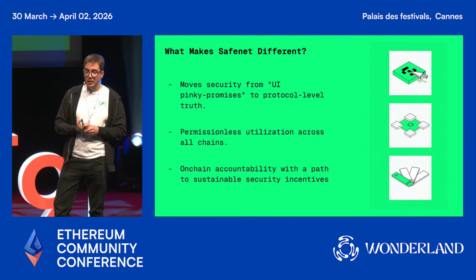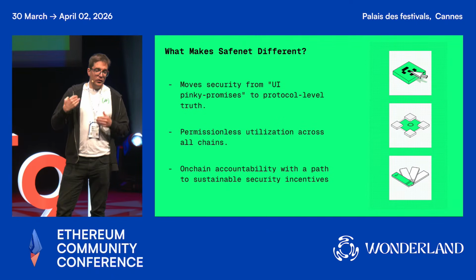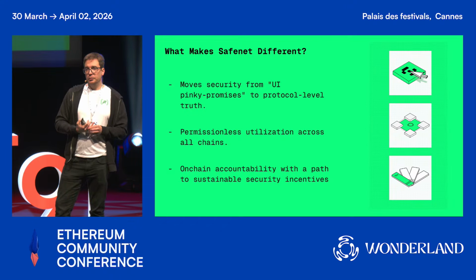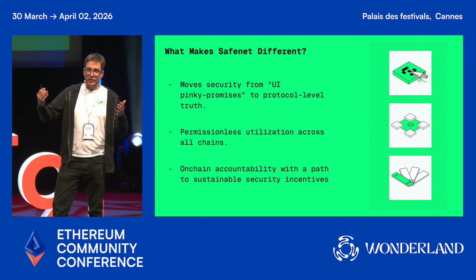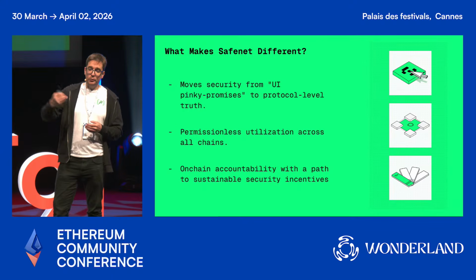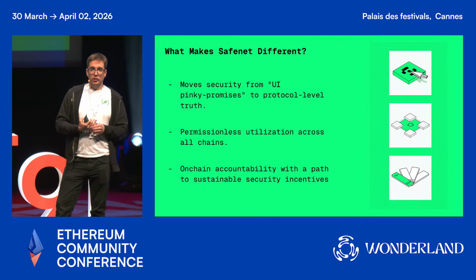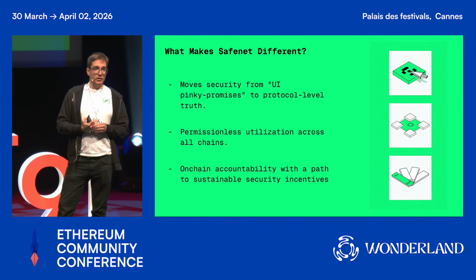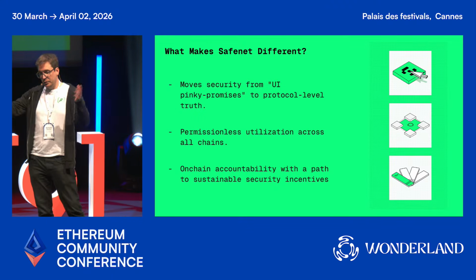One of the things that is important for us is that there is accountability built into the protocol. Since we want to strive for democratizing the cosigner role, people have to be held accountable if they don't do their job, and there needs to be a path towards a sustainable security protocol.